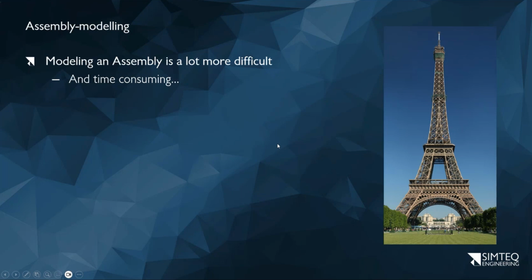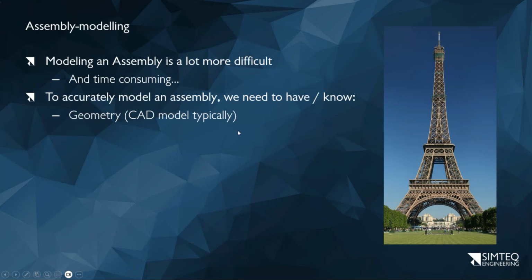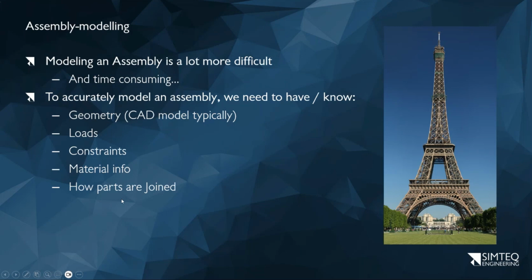So apart from just being more difficult, it's a lot more time consuming because every one of these beam sections becomes kind of like a part, and then we have to specify how they join together. Now, if we need to accurately model an assembly, we again need geometry similar to a part. We need loads, materials, constraints, but we also need to know how the parts are joined together. So that part joining together is pretty important here because we also need a way to model how it will fail, and that means we need to know what information to extract to determine whether or not it will fail.